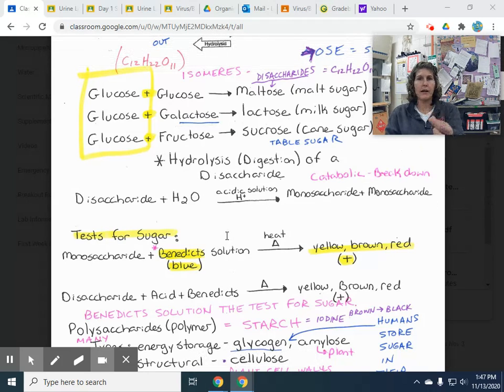Basic digestion. Take a cracker, it's more of a larger polysaccharide, put it in your mouth, let it start breaking down. That's what you're doing. You're changing it from a starch to a sugar. And you guys might remember that from first year bio.